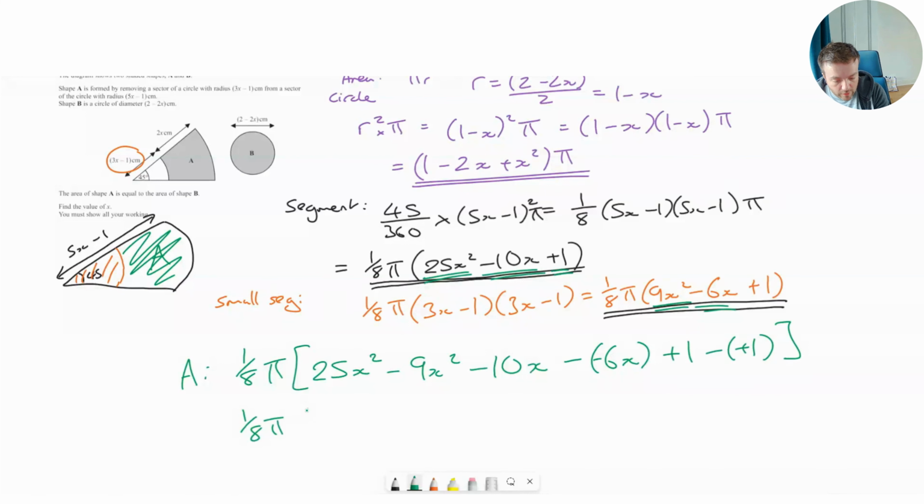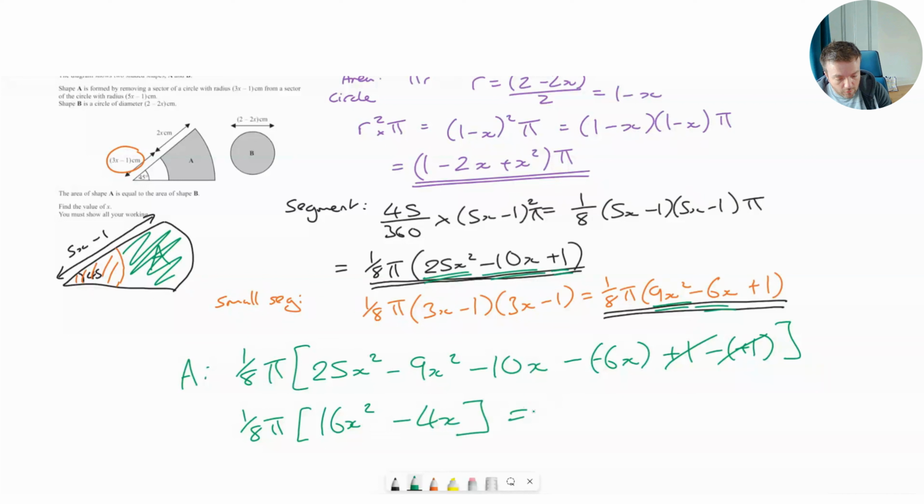So let's just leave that 1 over 8 pi at the end. And here this is going to cancel down, so it's going to give us 16x squared, which is probably going to help us somewhat. We then are going to have minus 10x plus 6x, because we've got a minus and a minus. This is going to give us minus 4x. And then those two bits there are actually going to very nicely just cancel out, because of plus or minus 1.